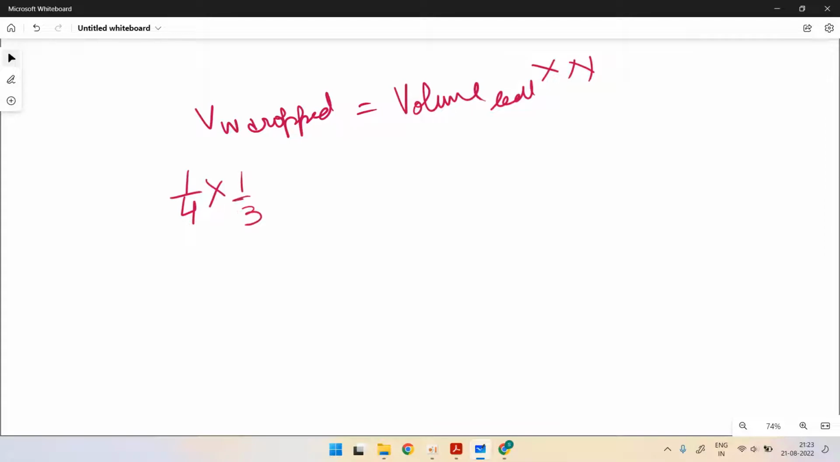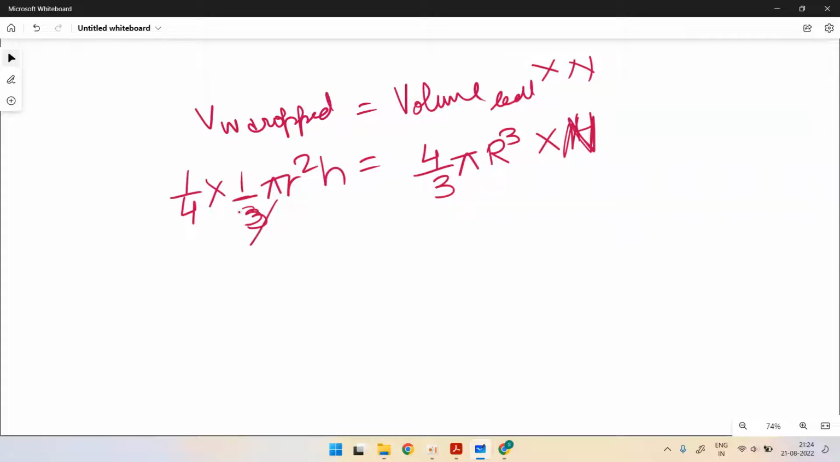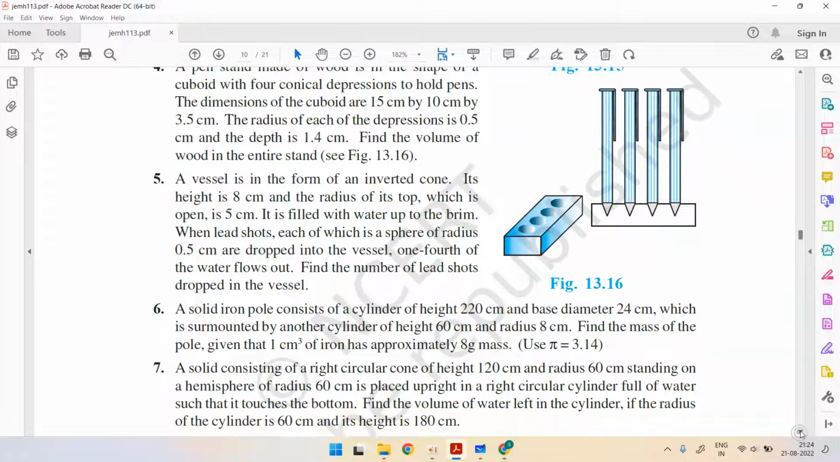1/4 into 1/3 pi r square h. Volume of lead is in the form of a sphere, so it is 4/3 pi r cube into n, n being the number of these. 3 gets cancelled, pi gets cancelled. Now we know r, we know h, 4 is constant, r is given. If diameter is given, you can calculate the radius, and from here the value of n can be calculated. Get the answer.